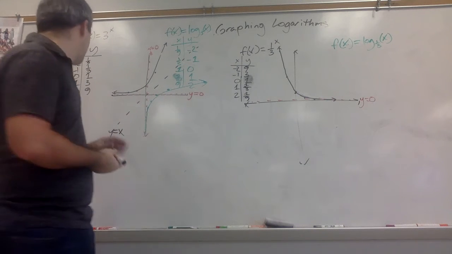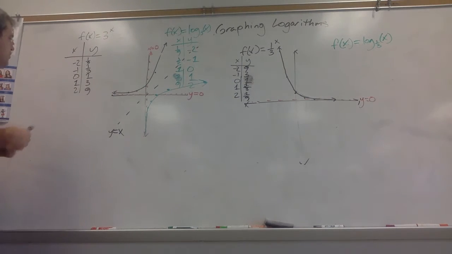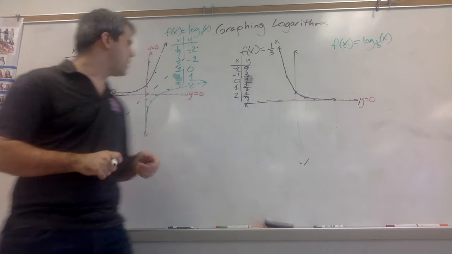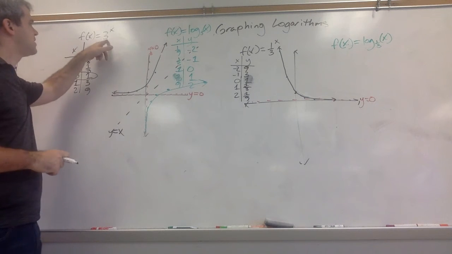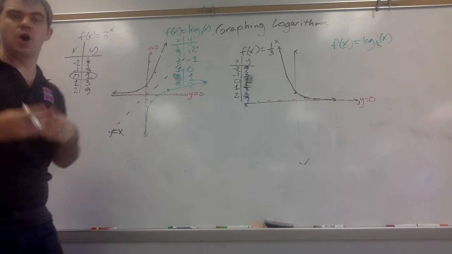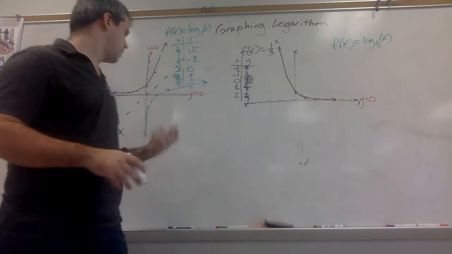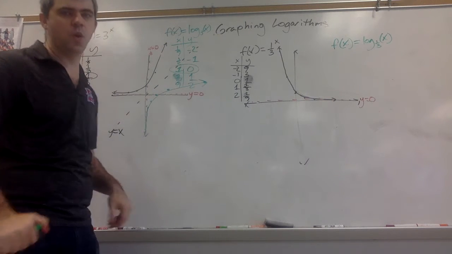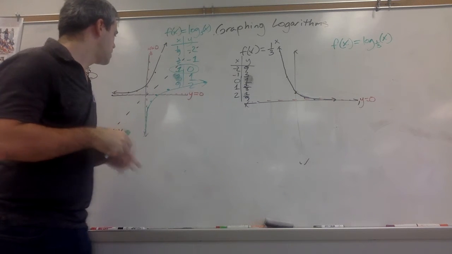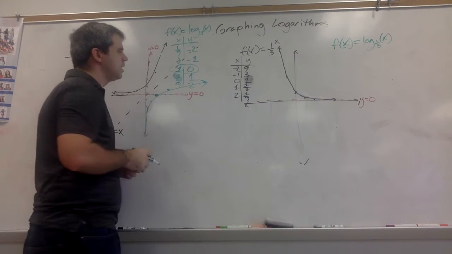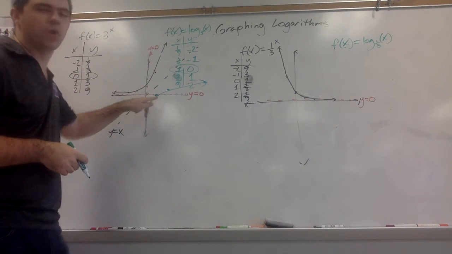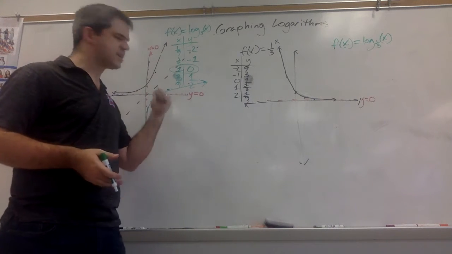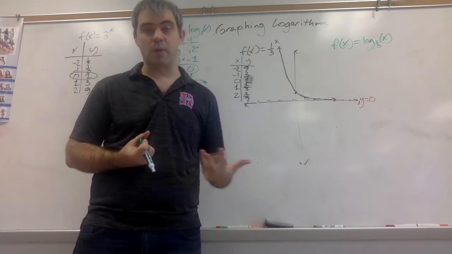Another thing I want to point out is remember how on every parent exponential function we had this point 0, 1, because anything to the 0 power is 1. Well, if we reverse that, there's a point that we're going to have on every logarithmic parent function graph, which is 1, 0. So when we start moving left, right, up, down, that's going to be a great reference point to see where we are.